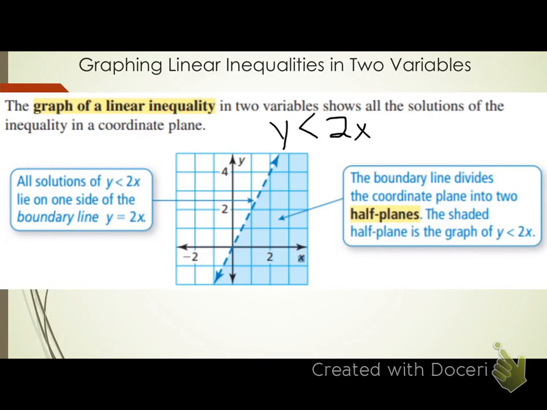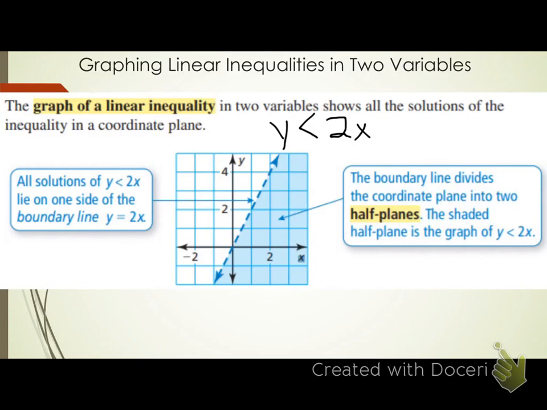It says all solutions of y is less than 2x lie on one side of the boundary line y equals 2x. So, this is how it's similar to graphing an equation. If I have an inequality, I can graph it like it was an equation. So what's my y-intercept here in this case? 0. There it is. My y-intercept is 0. What's my slope? 2 over 1.